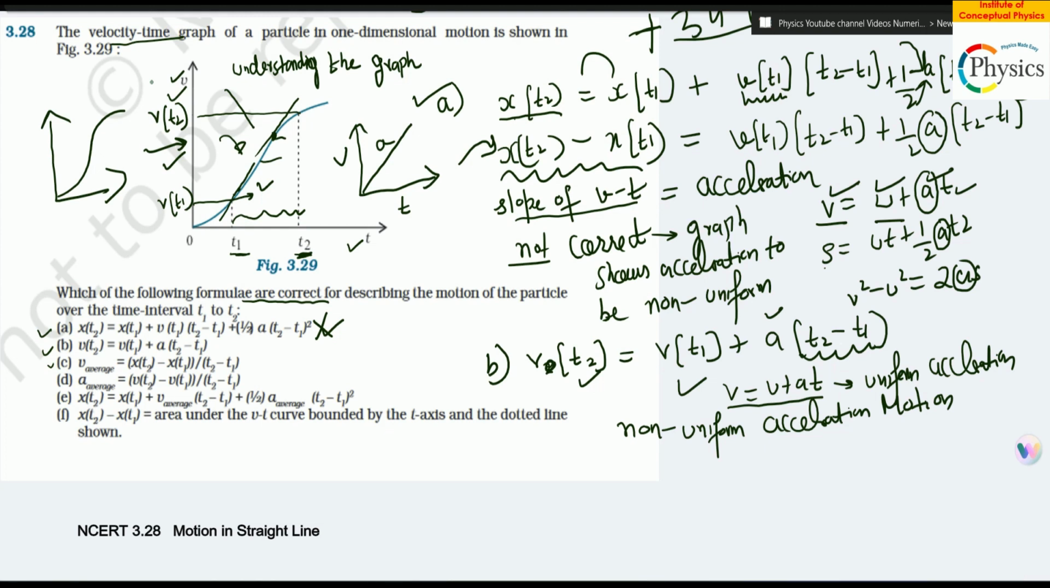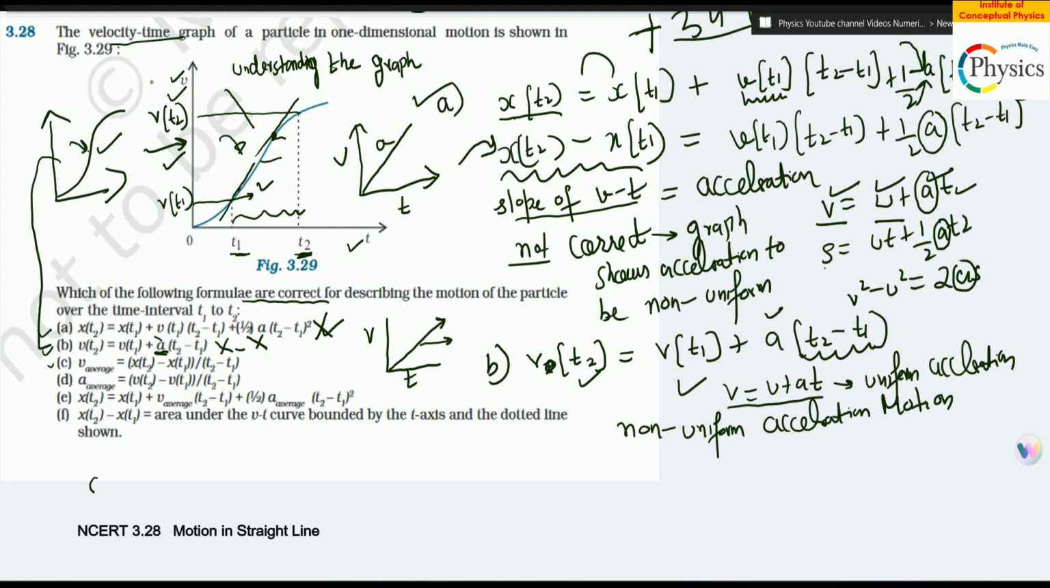That this formula also is wrong because it has uniform acceleration, but the graph is non-uniform. This graph is not related to this equation. For this to be true, the graph should have been like this. The V versus T should be like a straight line because this is representative of a uniform acceleration. A has to be constant, but in the given situation, A is non-uniform. So even this is not a correct representation.